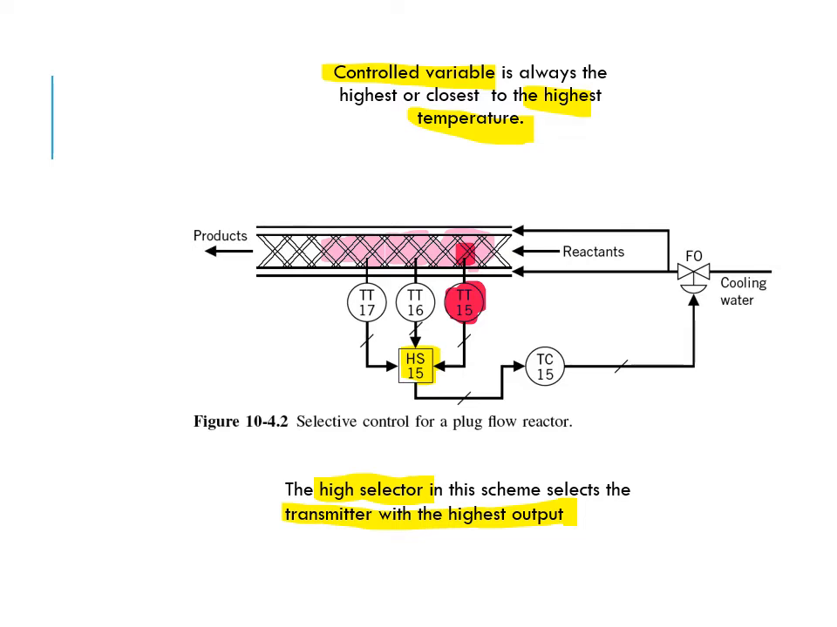To design a control strategy that accomplishes the desired specification in the plug flow reactor, we need to choose the high selector in the scheme. The high selector in this scheme selects the transmitter with the highest output, and thus the control variable is always the highest or closest to the higher temperature.